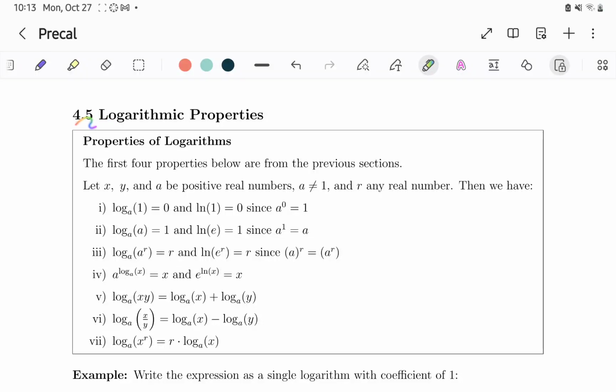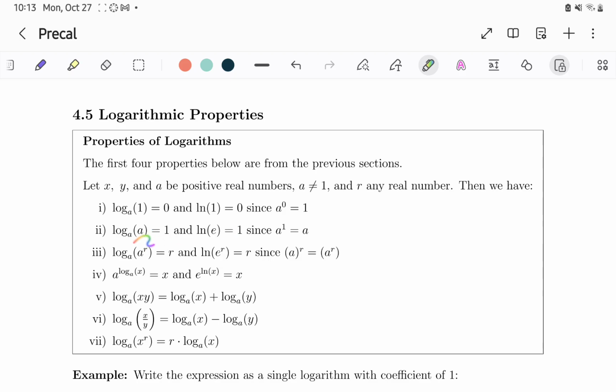In this video, we are going to be going over logarithmic properties. So let's first cover the properties of logarithms. The first four properties we already know from the previous section. Property 1 says that log base a of 1 is going to equal 0, and by extension, the natural log of 1 is equal to 0. This is because anything non-zero raised to the 0 power is equal to 1.